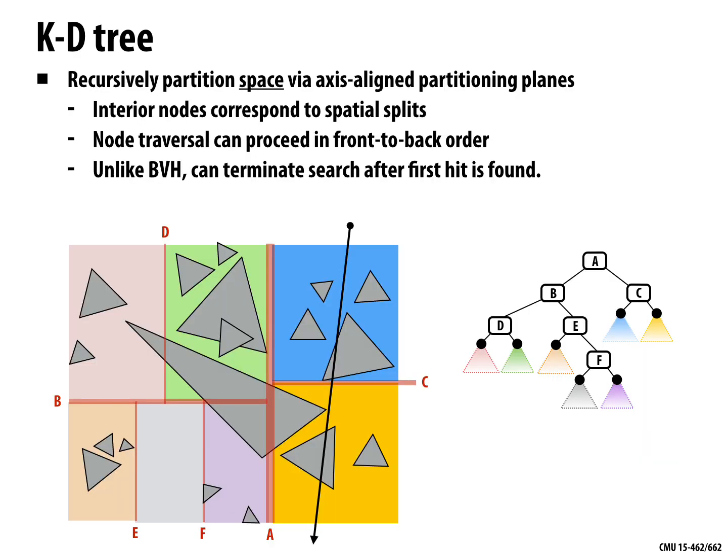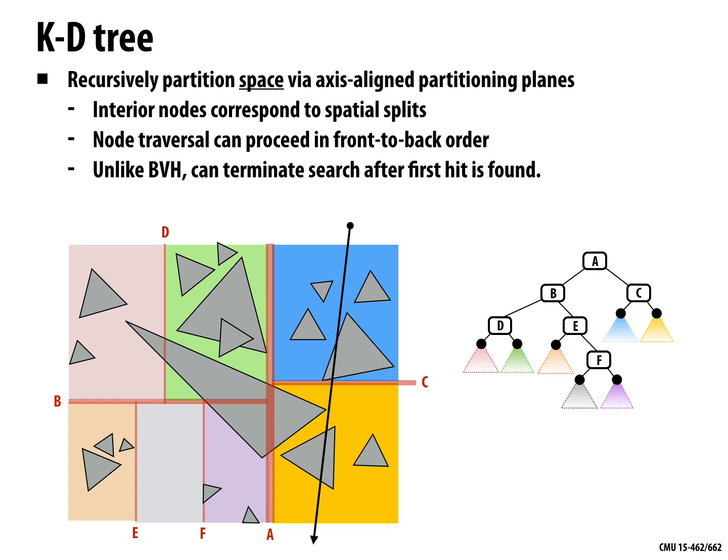Okay. A classic example of this is what's called a KD tree. And this is going to recursively partition space via axis-aligned partitioning planes. So now what do the nodes in our tree correspond to? Interior nodes are going to correspond to spatial splits. Leaf nodes are going to correspond to these final boxes, these colored boxes you see here, and each of those leaf nodes is still going to reference some set of primitives.